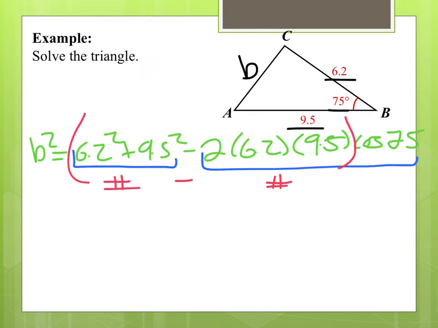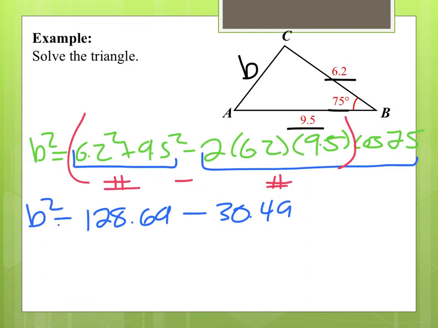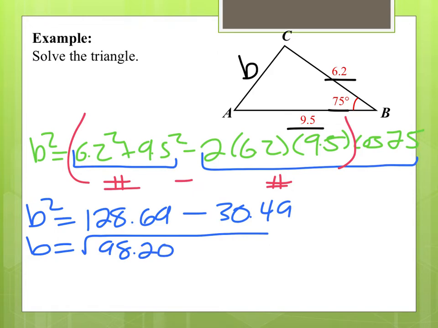Alright, so for our first set there, we get 128.69 approximately. And then for the second set, we're going to get 30.49 approximately. We would have b squared equals all of that, which means b is going to equal the square root of, when I subtract those two things, approximately 98.2, which is approximately 9.9. So b is approximately 9.9.